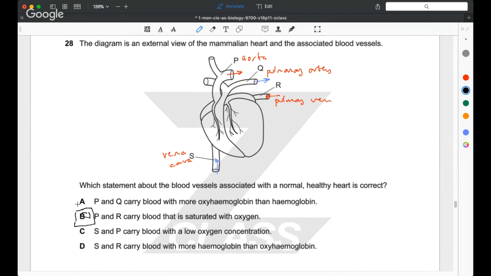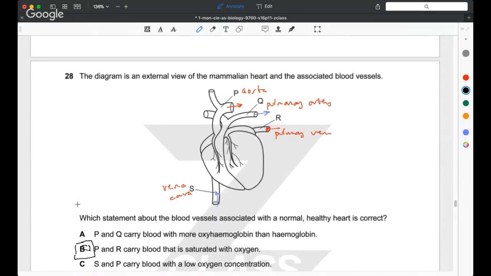But it did rely on you having much more than a simplified version in your mind of the heart, to actually having a biologically realistic version of the heart, and being able to identify the aorta leading back to the body, the pulmonary artery leading to the lungs, the pulmonary vein coming back from the lungs, and the vena cava, which is bringing the deoxygenated blood from the body to the heart.